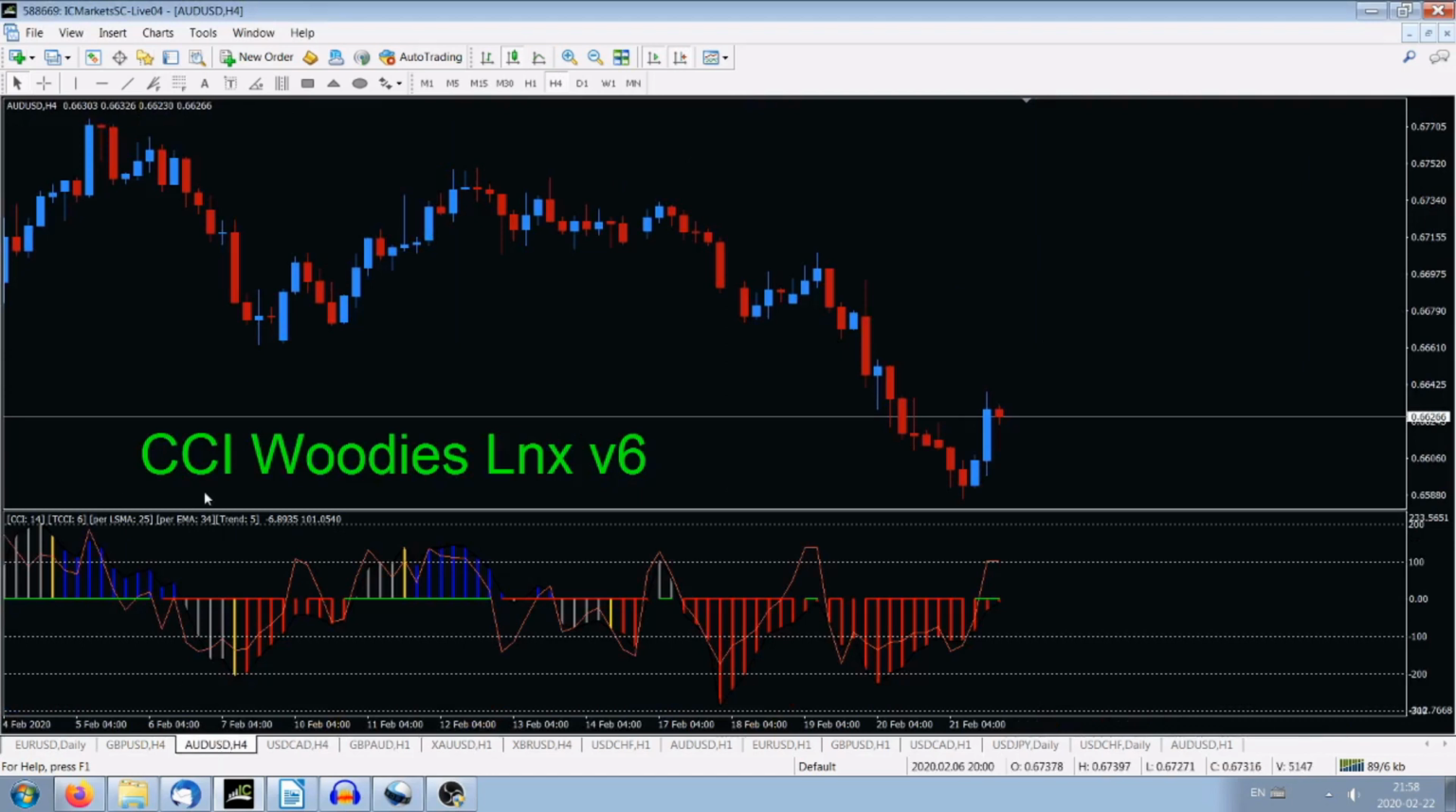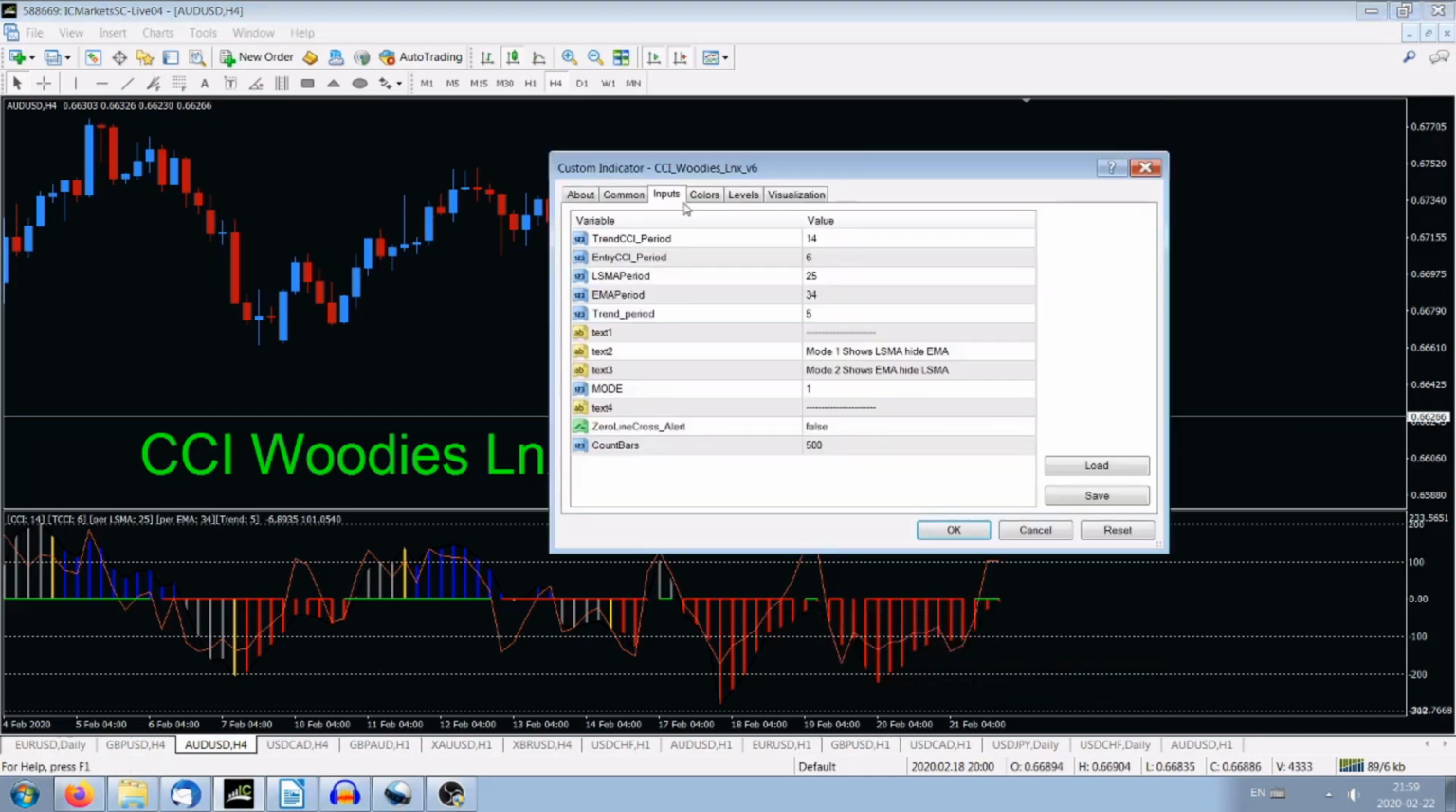It's a good one. The next one is CCI Woody's LNX V6. That's the killer, guys. You can just check it, download it, and you'll see it. This one is okay. It seems similar to MACD, but it is CCI, the commodity channel index or consecutive close index, whichever that is. You can check it out. The settings are really deep. You can set anything you want. All those settings you can modify, like in MACD.